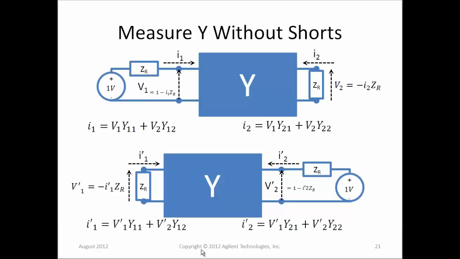Similarly, you can measure Y parameters without shorts. Again, you put some kind of reference impedance, and again you end up subtracting noisy measurements and building up the measurement error. So this is not a recommended procedure.